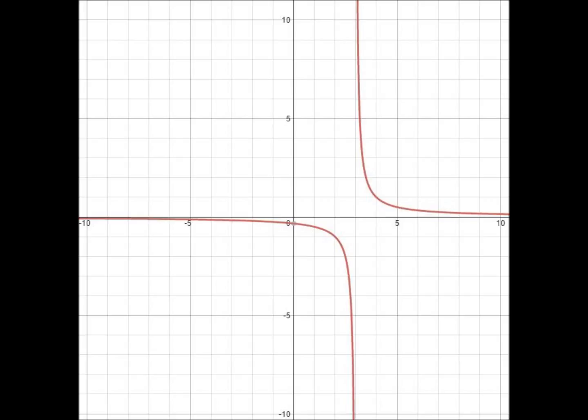The function can cross an oblique asymptote in, again, what are known as crossing points. These crossing points are found in the same way you find the crossing points for horizontal asymptotes. Let's look at y equals x squared over x minus 3.